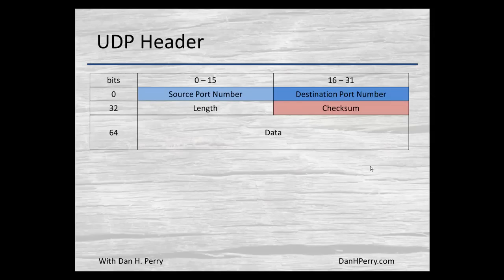The header you can see here is much simpler than the TCP header. We basically have our source and destination port numbers, a length, and a checksum. So there's no acknowledgments, no sequence numbers, no flow control like we've seen in TCP.